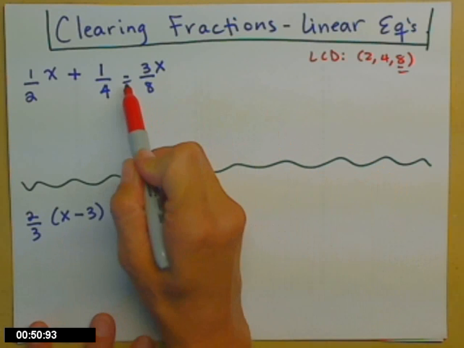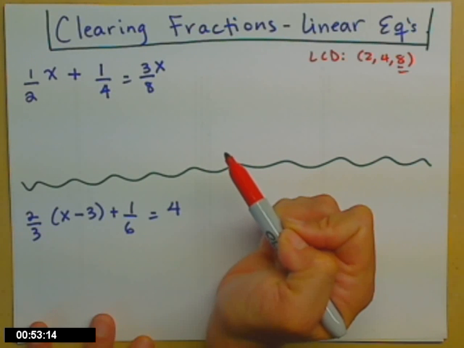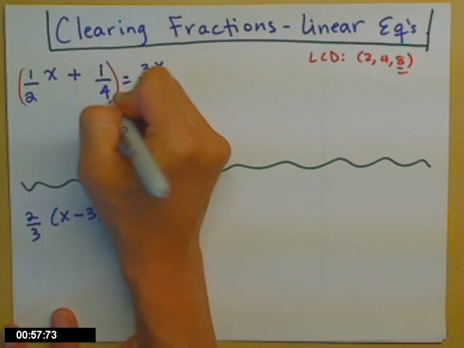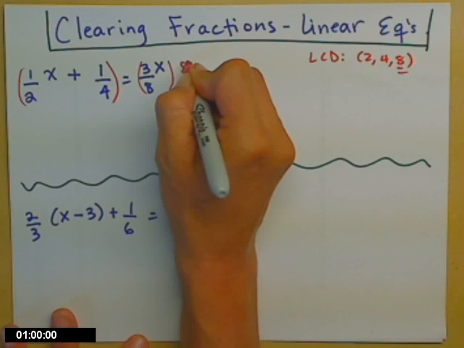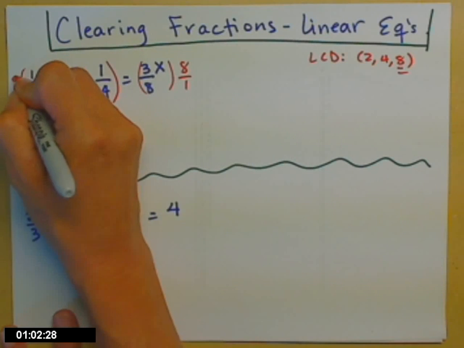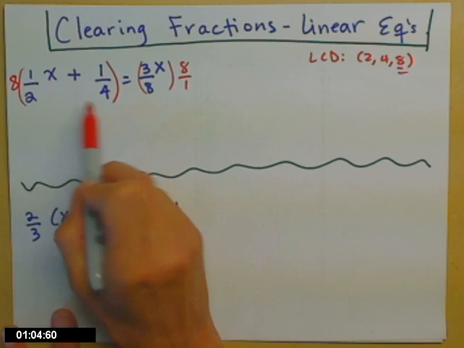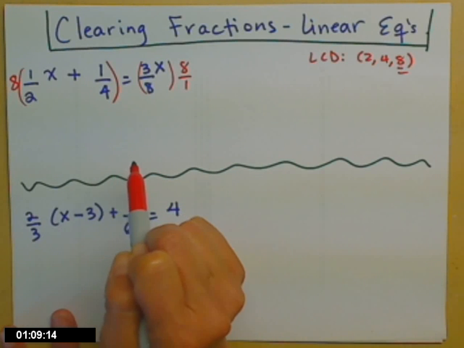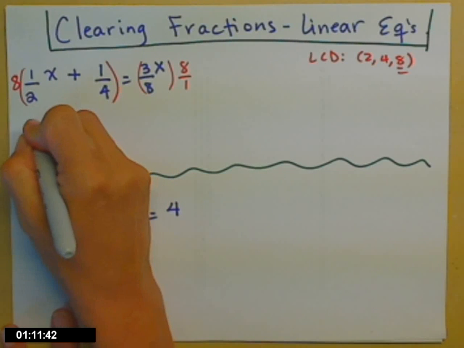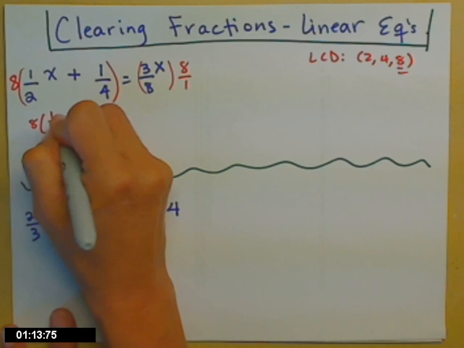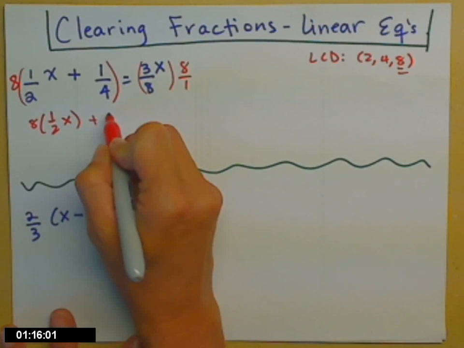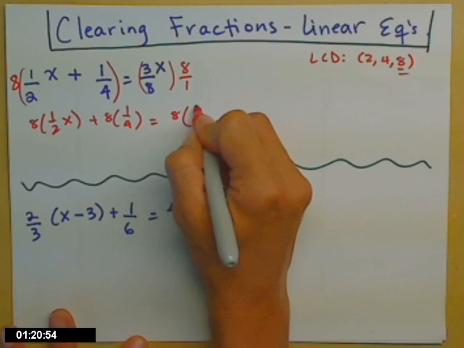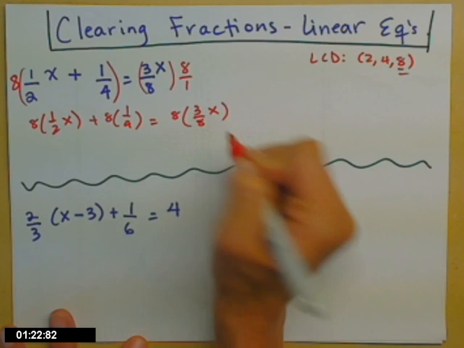Then, since I have an equation, I'm allowed to do whatever I like as long as I do it to both sides. I'm going to multiply both sides of that equation by 8. Notice the left side of the equation had two terms, so I'm going to put it in parentheses so that I'm careful to distribute that 8. So it's 8 times 1/2 x plus 8 times 1/4 equals 8 times 3/8 x.